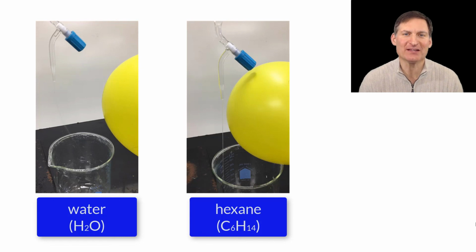Hexane, on the other hand, is just a hydrocarbon, C6H14, and it's only a hydrocarbon. That means it's completely or nearly completely nonpolar and has no negative or positive end, and therefore can't be attracted to the balloon.